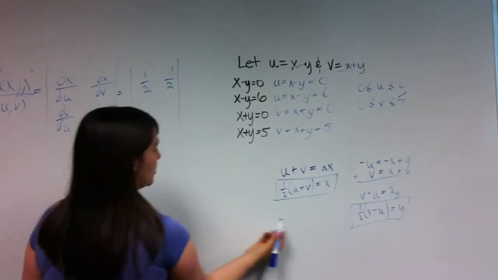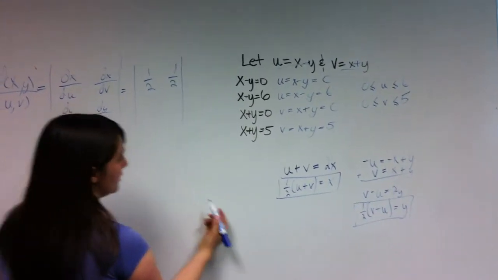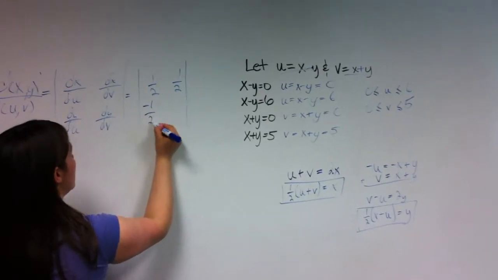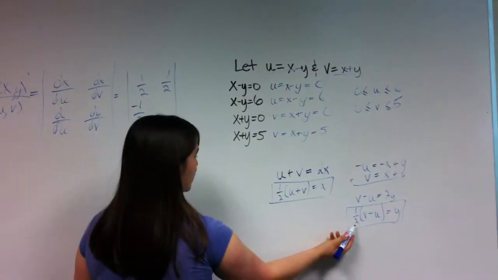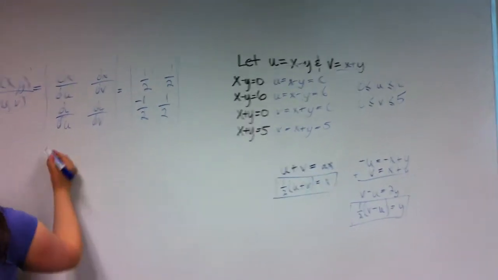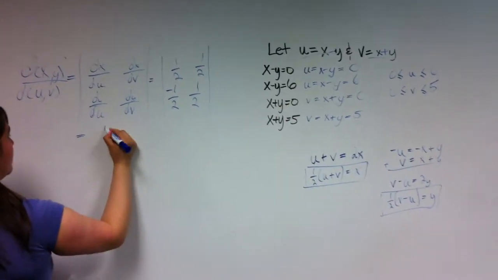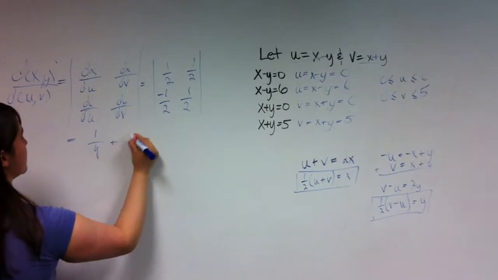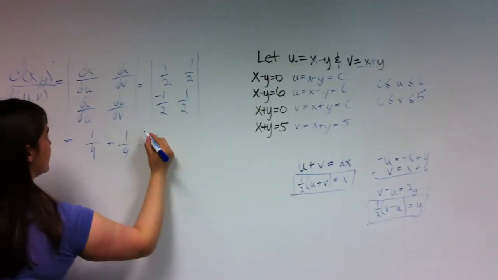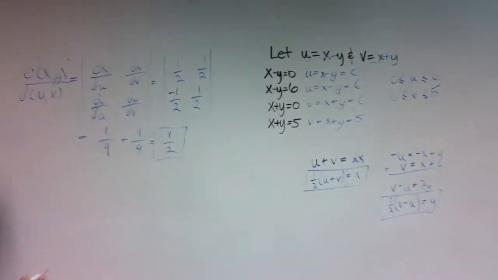And if we take the derivative of y with respect to u, notice that we're going to get a negative 1/2. And if we take the derivative of y with respect to v, we'll get a positive 1/2. So this equals, if we cross multiply, 1/4 plus 1/4, which equals 1/2. And this is our Jacobian value.